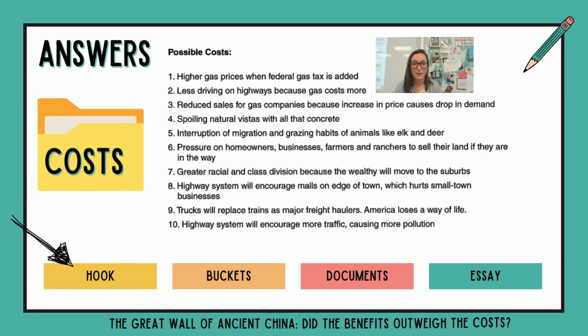There are quite a few items listed up here on the board, but I'm just going to list a few of them: higher gas prices when federal gas tax is added; highway systems will encourage more traffic, causing more pollution; trucks will replace trains as major freight haulers; America loses a way of life. All these are possibilities. They do not have to be the things that you picked at all. If you did pick some of these, that's great. If you didn't, that's completely fine. These are just some options they suggest. If your options are similar, or your group was stuck, you can look at these items here to clean up the wording.